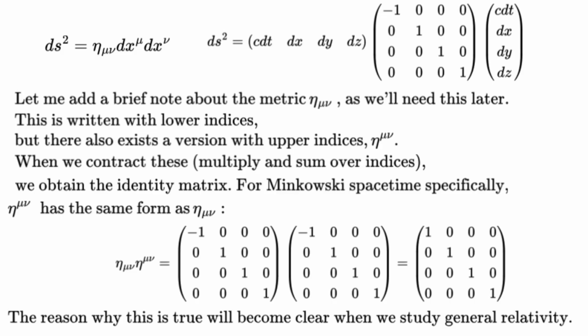Let me add a brief note about the metric eta mu nu, as we'll need this later. This is written with lower indices, but there also exists a version with upper indices, eta mu nu. When we contract these, multiply and sum over indices, we obtain the identity matrix. For Minkowski spacetime specifically, eta mu nu has the same form as eta mu nu. The reason why this is true will become clear when we study general relativity.